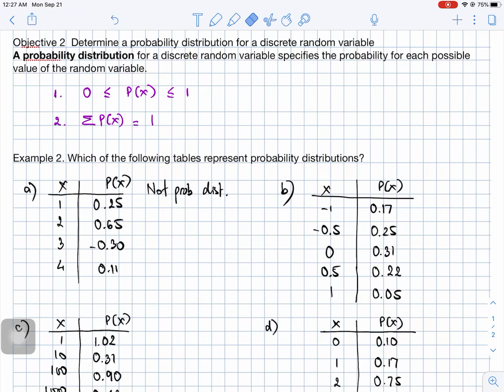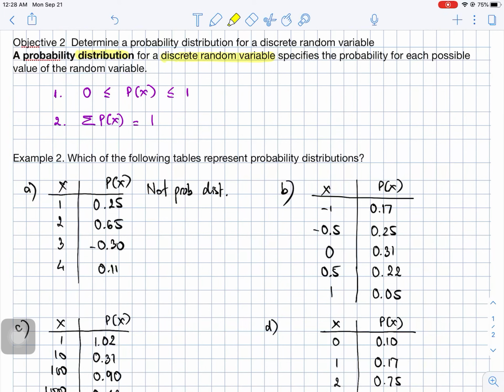Objective number 2. Determine a probability distribution for a discrete random variable. The word distribution means the table, so probability distribution means the table for the probability. And each probability corresponds to a variable, and that is for the discrete variable.